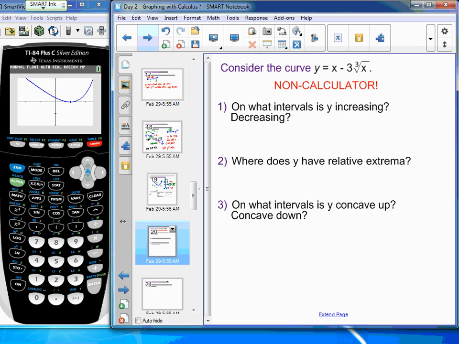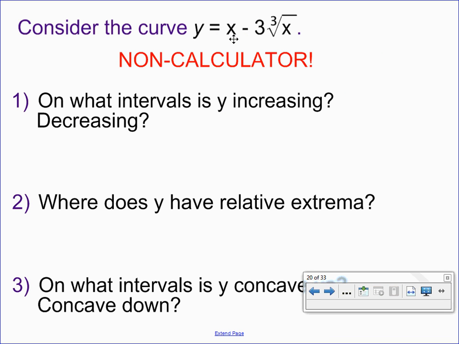So let's go ahead now. We've taken a look at a transcendental. We've taken a look at a polynomial. Let's do an algebraic one. So let's take a look at a radical. Again, non-calculator. We're going to consider and investigate through analytical means the graph of y equals x minus 3 cube root of x.